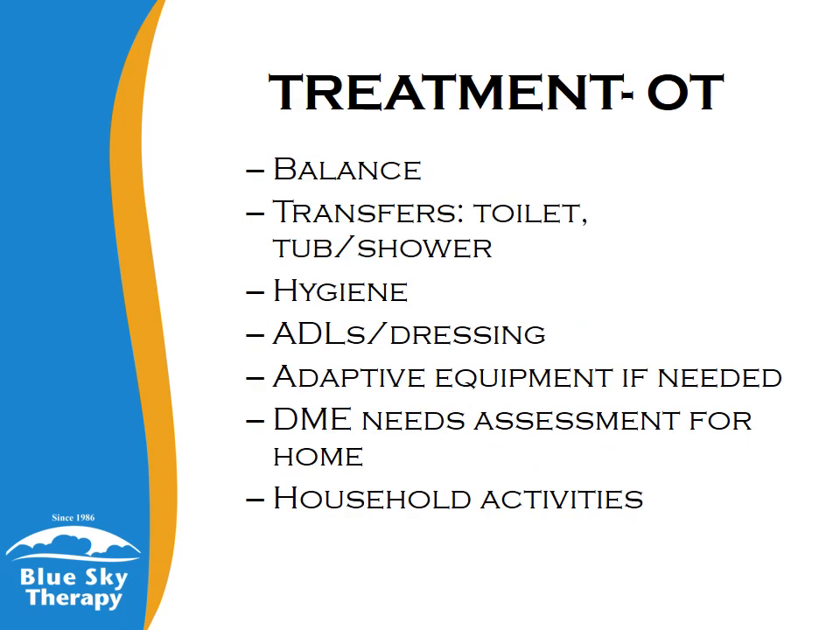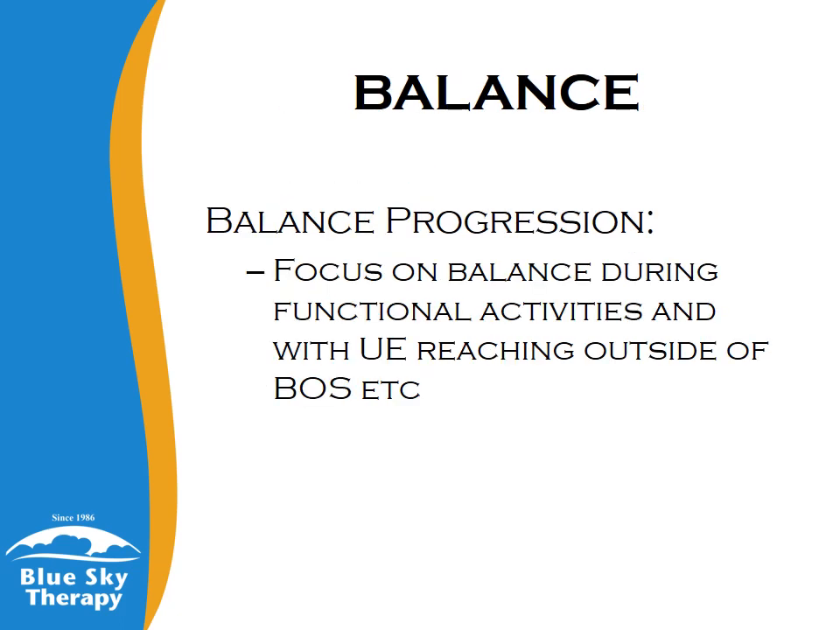Treatment for OT should consist of balance training, transfers, toilet, tub, and shower, hygiene, ADLs and dressing, adaptive equipment if needed, DME needs assessment for the home, and household activities. For balance progression, focus on balance during functional activities and with the upper extremities reaching outside of the base of support.